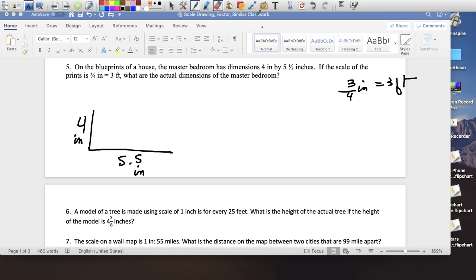So we can do this. I'm going to do one side at a time. So 3/4 of an inch, let me write that, is to 3 feet. Now we know that this side is 4 inches right here.